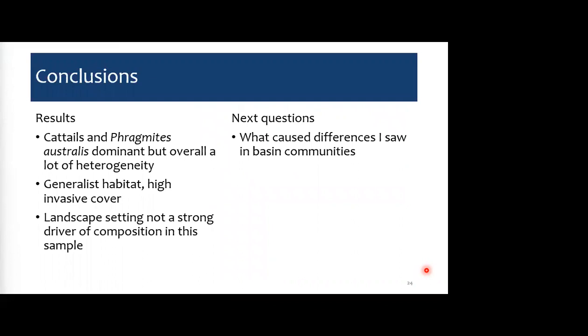So for this first data chapter, I found that cattails and Phragmites australis are dominant, but overall there's a lot of heterogeneity both within basins and among basins. I found that this was a very generalist type habitat with high invasive cover, and that landscape setting was not a strong driver of composition, at least in my small sample of sites. So then the next question was, if the landscape wasn't driving strong differences, what else would account for differences in basin communities?